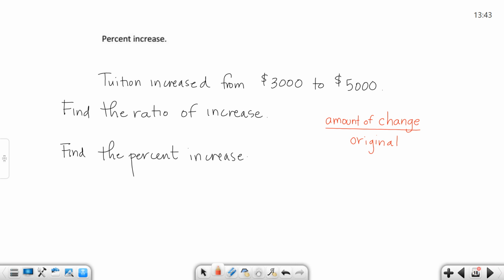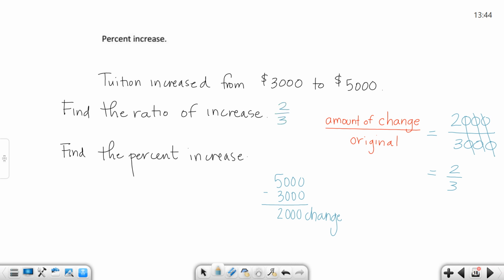So if you look at this one, it says tuition increased from $3,000 to $5,000. Okay, so if we take 5,000 minus 3,000, the change is 2,000. That's how much it changed. Now you're putting that over the original, so the original was 3,000. Okay, so if we reduce these, all of these zeros cancel, and it leaves you with 2/3. So the ratio of increase is 2 to 3.